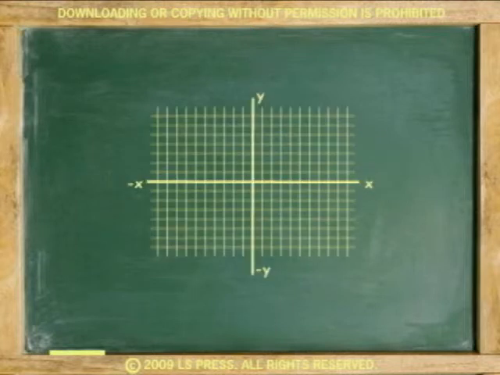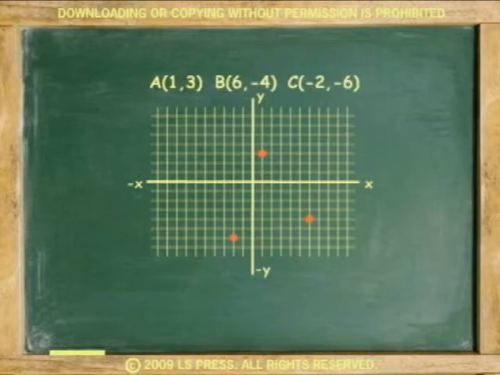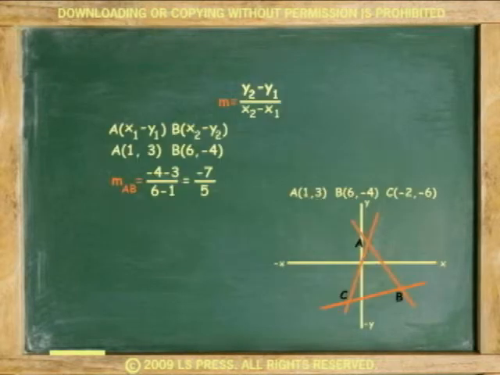Now let's do the next example. Find the equations of the three lines that intersect at A (1, 3), B (6, -4), C (-2, -6) to form triangle ABC. We start with line AB, using the slope equation.